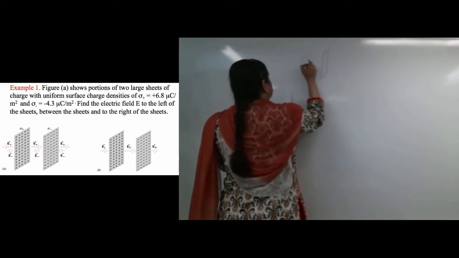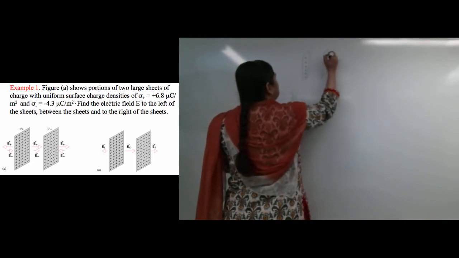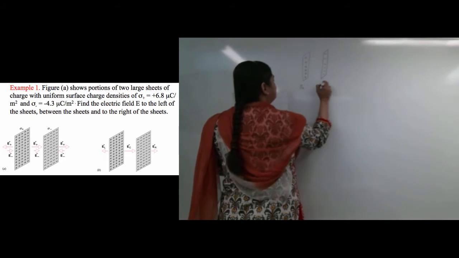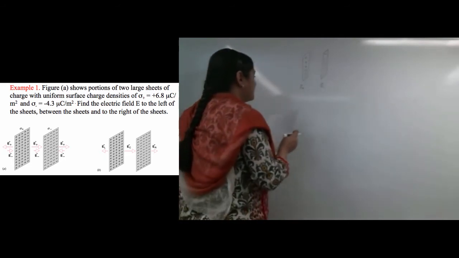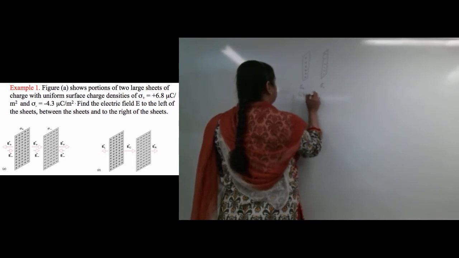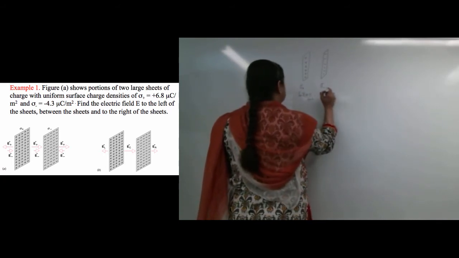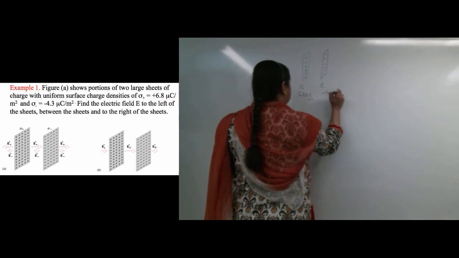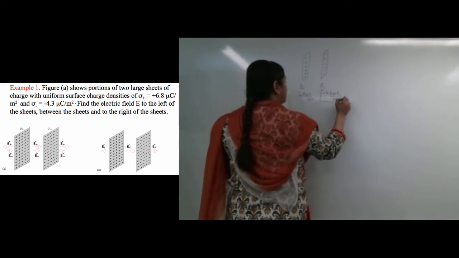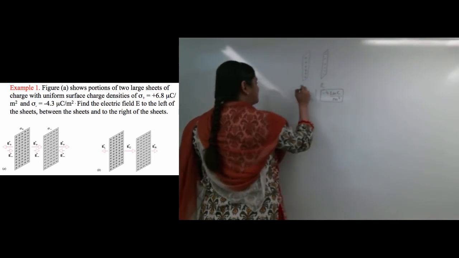One has plus charge on it. One has minus charge on it, and it says sigma plus and sigma minus, which are given. This is about 6.8 microcoulomb per meter squared, and this is minus 4.3 microcoulombs per meter squared. So these are the numerical values of my sigmas.